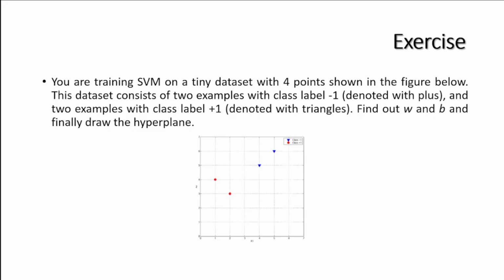Okay, so this is an exercise for you guys to do at home. I hope that you can do it on your own. You train an SVM on a tiny dataset with 4 points shown in the figure below. The data consists of 2 examples and so on. Find out the W and B and finally draw the hyperplane. This is more or less your homework for the coming lecture session.